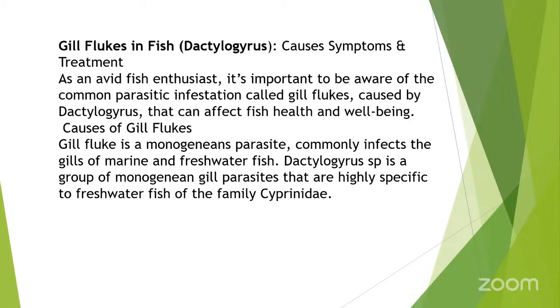Now, what are the causes? As it is a monogenean parasite, it commonly infects the gills of marine and freshwater fish. Dactylogyrus species is a group of monogenean gill parasites that are highly specific to freshwater fish of the family Cyprinidae.